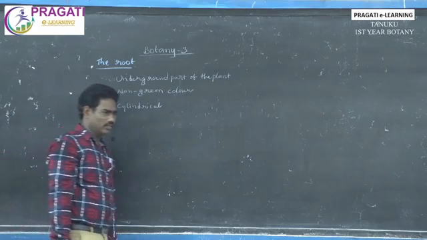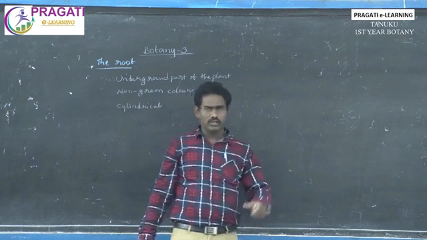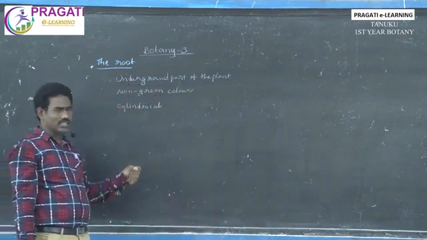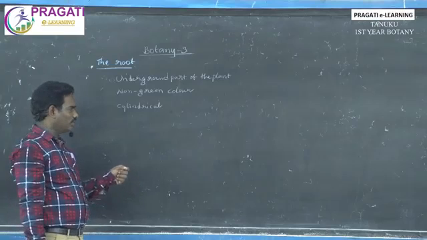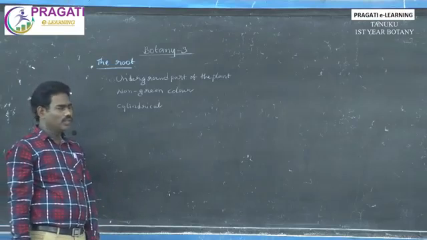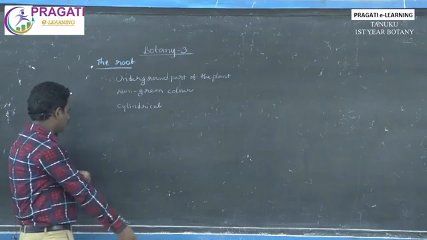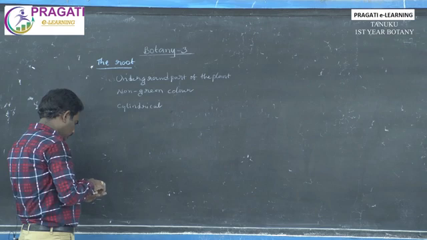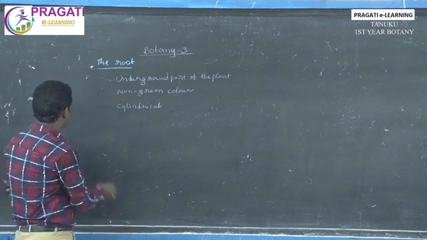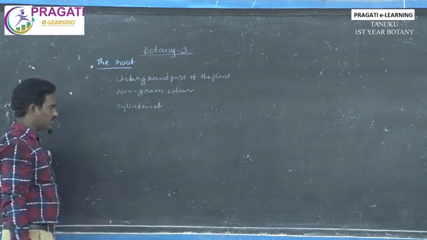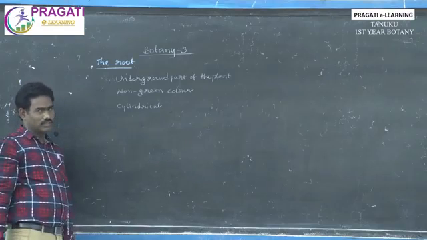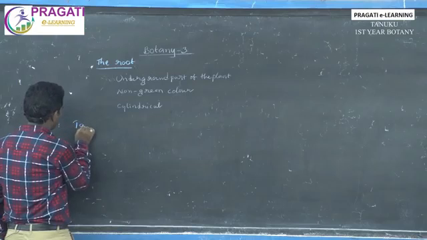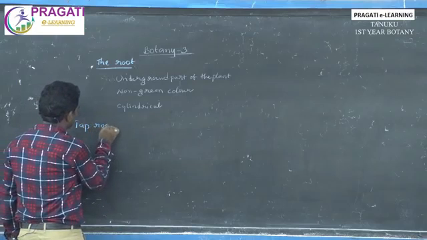During germination, below the cotyledonary node, the radicle develops into the root. This root has three types of root systems. First one, tap root system.